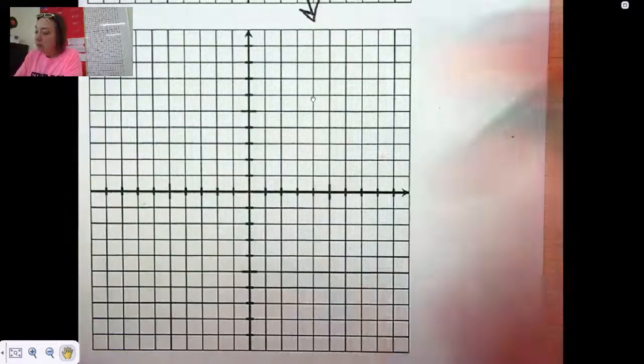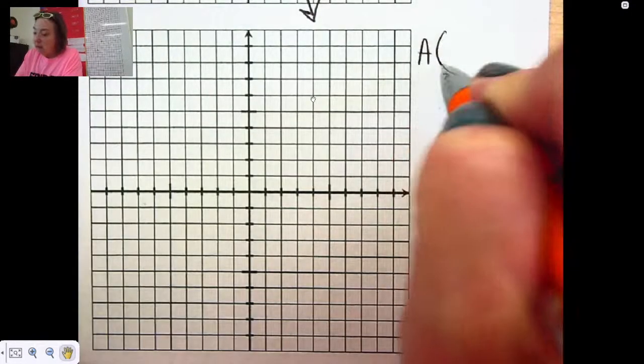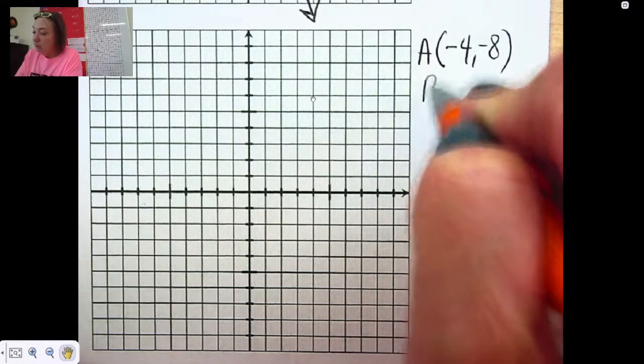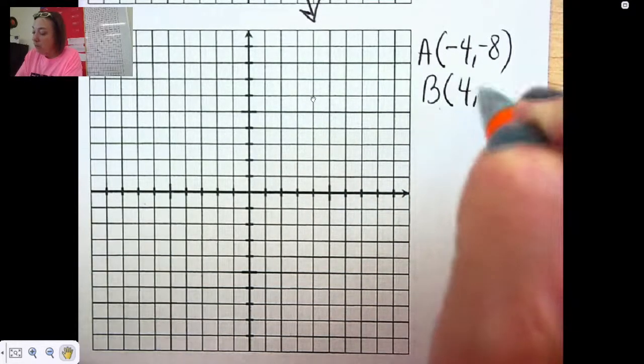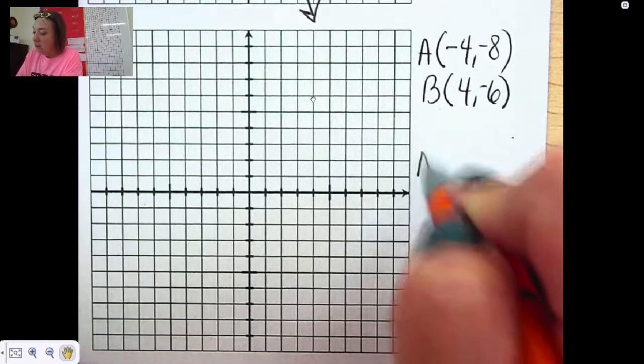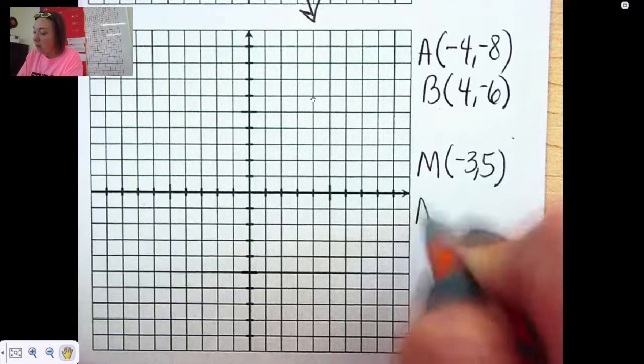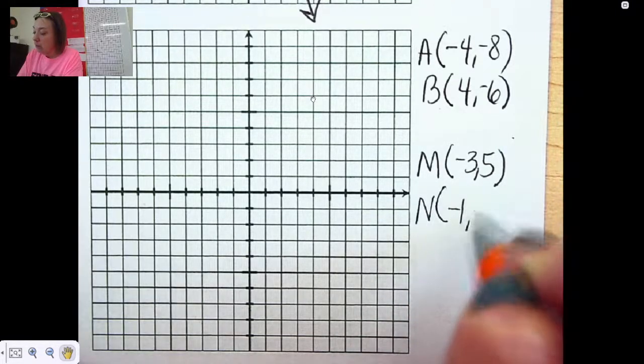So A is -4, -8. B is 4, -6. M is -3, 5. N is -1, -3.